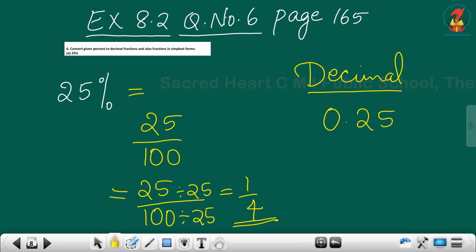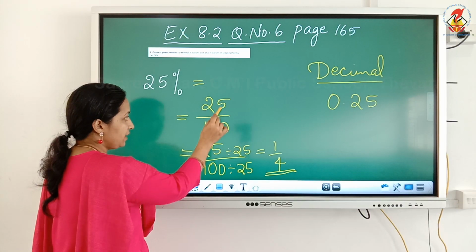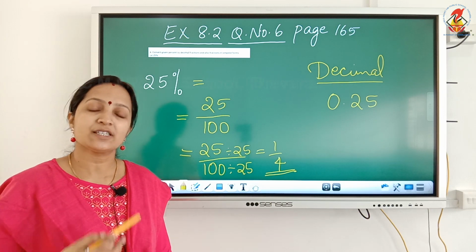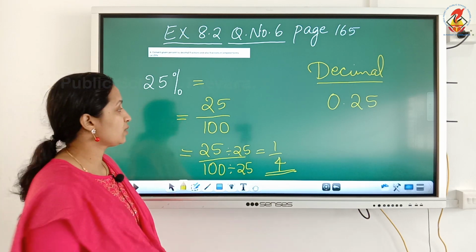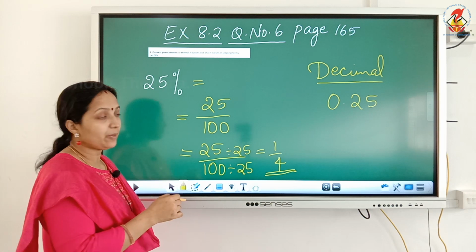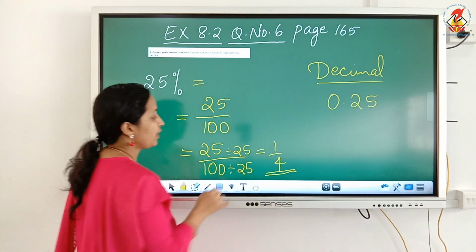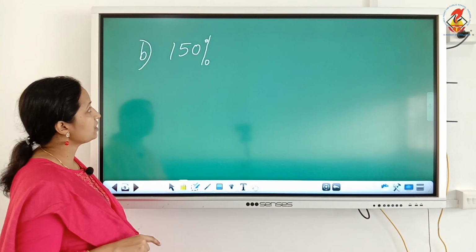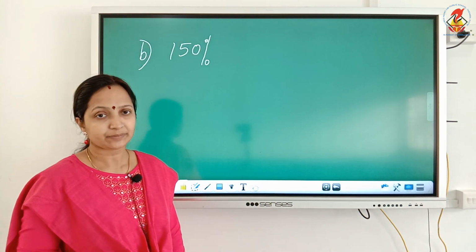Okay. So if it is division by 100, you know that the decimal point is moving to the left side. If it is multiplication, the decimal point is moving to the right side. So write the fraction part and write a decimal number and reduce the fraction to its lowest term. I hope it's clear. Now move to the next question, 150%.